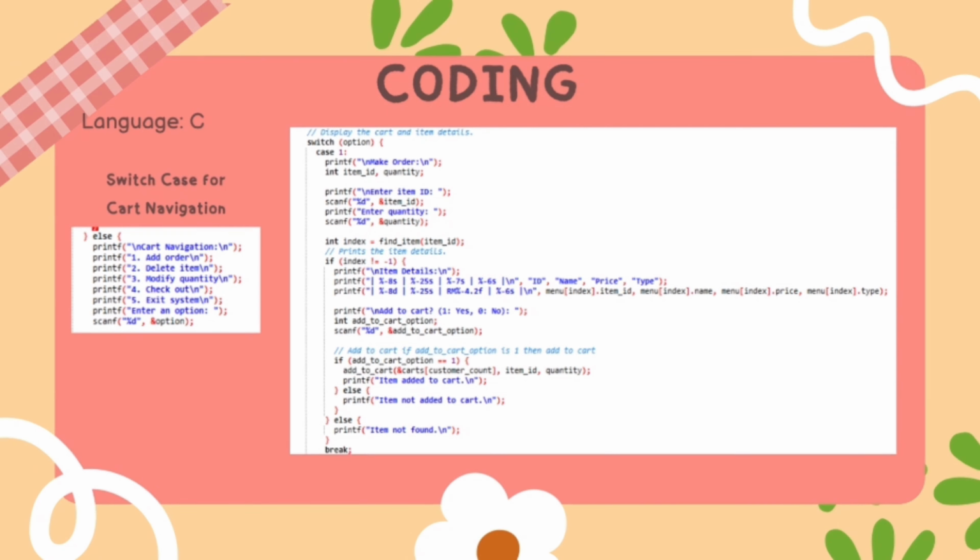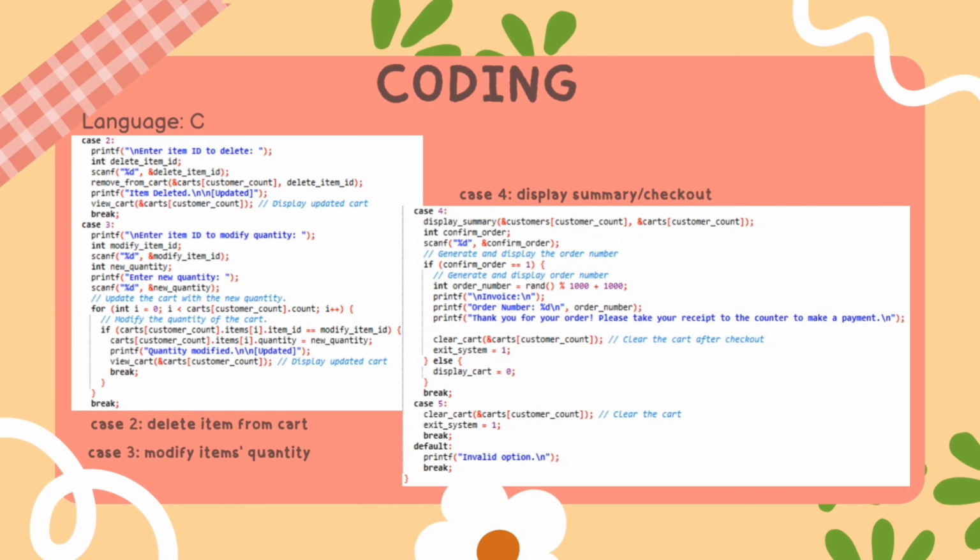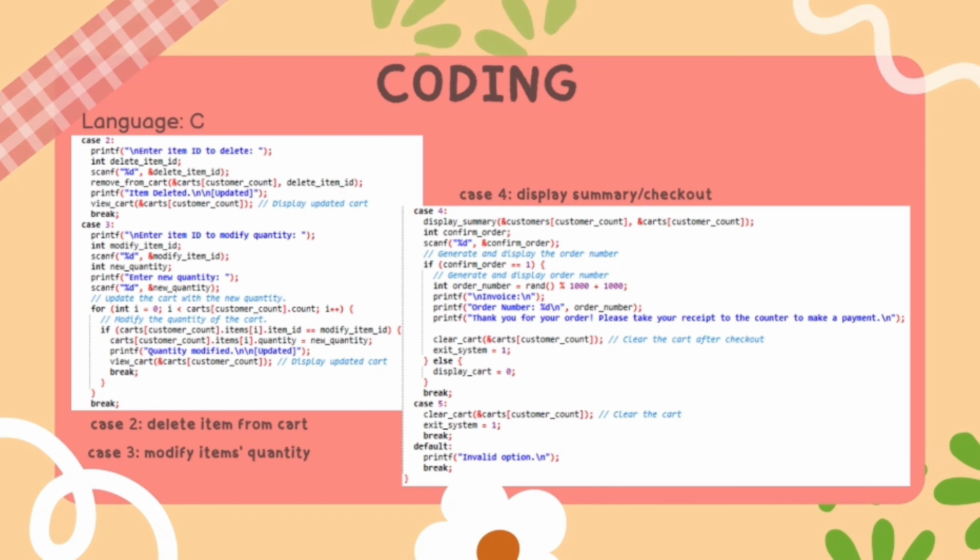Inside the main function, we have another switch case for cart navigation. Case 1 is to add order. It will ask the customer to enter the item ID and desired quantity for an additional item they want to order. Case 2 is to remove from cart. It will ask the customer to enter the item ID of the item they want to remove from their cart. Case 3 is to modify quantity. It will ask the customer to enter the item ID of the item they want to modify and the new quantity.